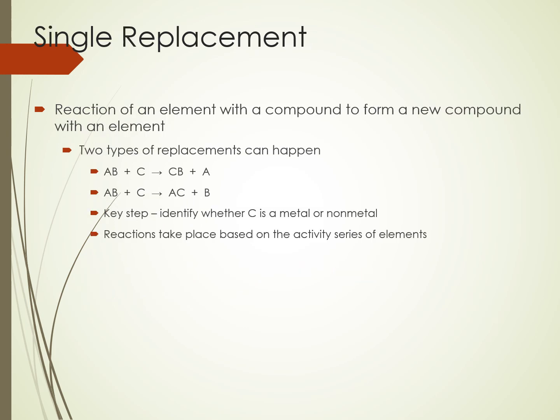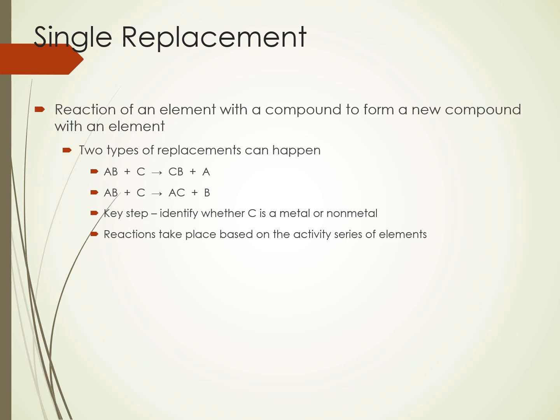Single replacement reactions will occur when an element reacts with a compound to form a new compound and a new element. There are two general forms for this reaction to take place. You have compound AB reacting with element C to form a new compound, CB, plus A, or you could have the AB plus C forming AC plus B.